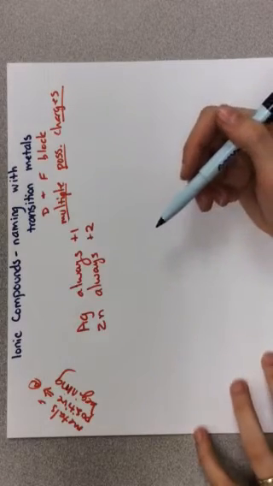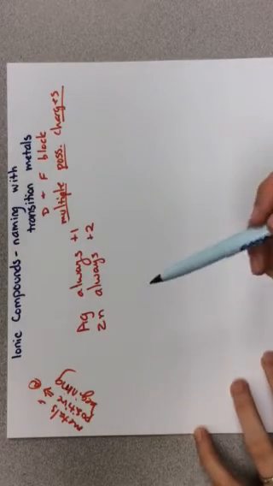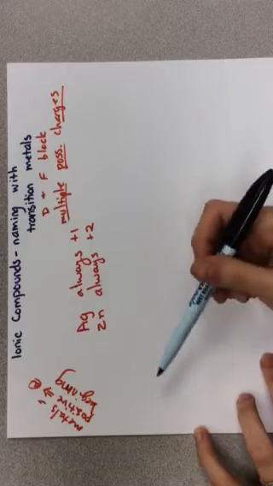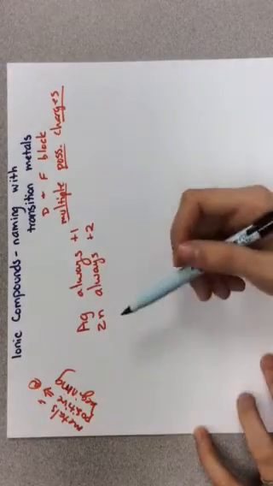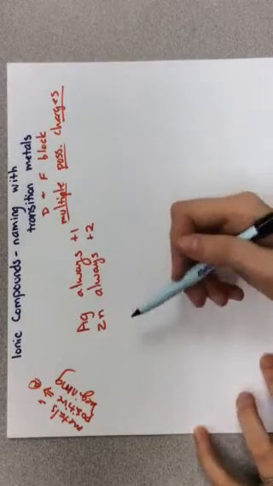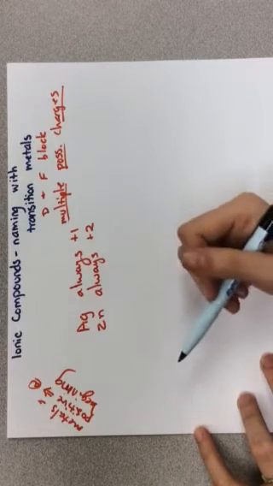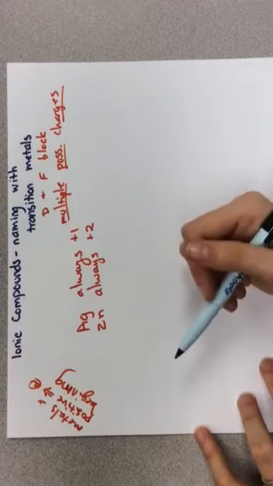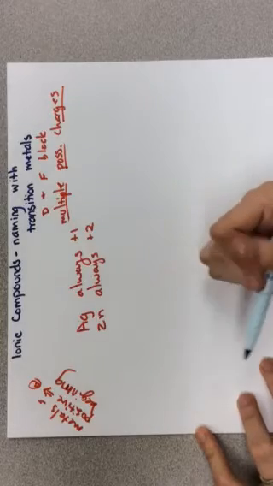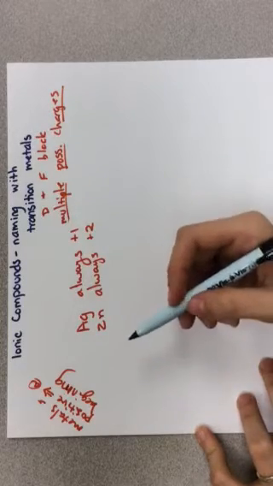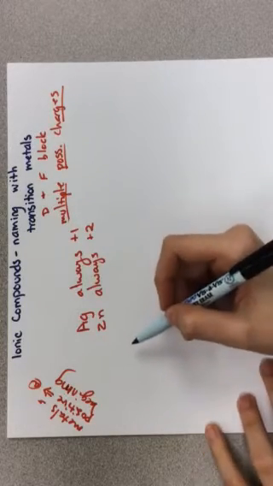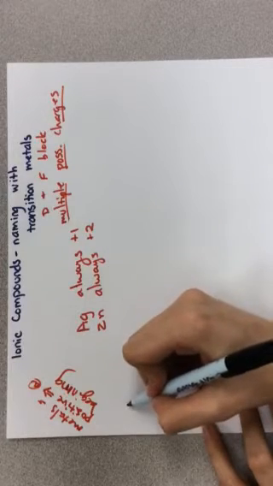Okay, so for all of the other compounds, it was easier for me to give you the formula and you have to name it. With transition metals, it's actually backwards. It's easier if I give you the name and you have to give me the formula. So I'm going to show you what a name will look like if it has a transition metal.